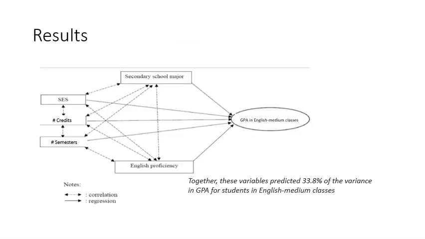And this is how they presented their results. So you can see all of these lines. So these lines are showing the interrelationships among these variables. Typically, they would actually write down the weights, the correlations among and between all these variables right in this model. This model was a little bit different. And you can see that these are the factors that predicted English, but there was some overlap between these and the other factors. And in all, these variables predicted 33.8% of the variance in grade point average for students in English medium classes. So just an idea of how this is used in one study.